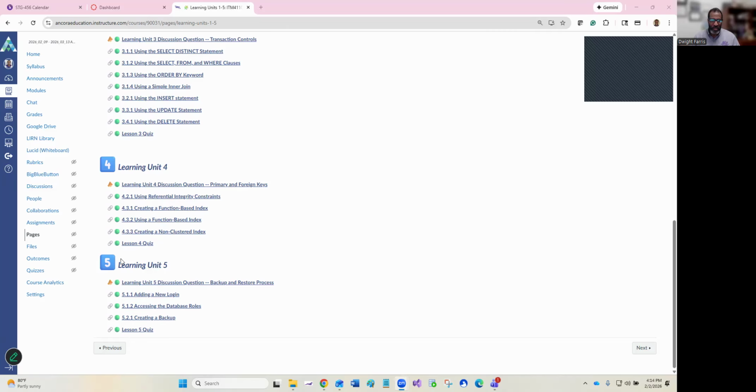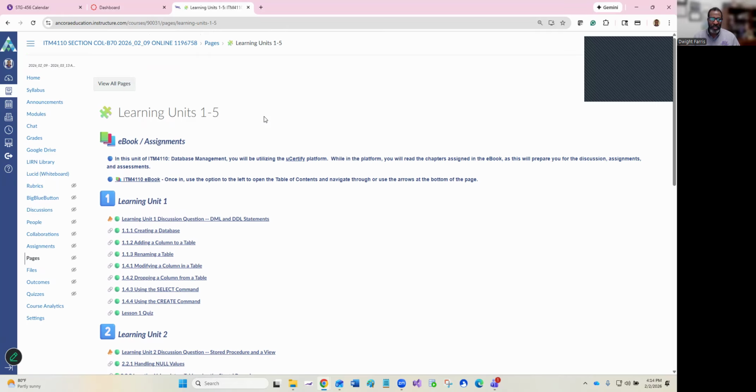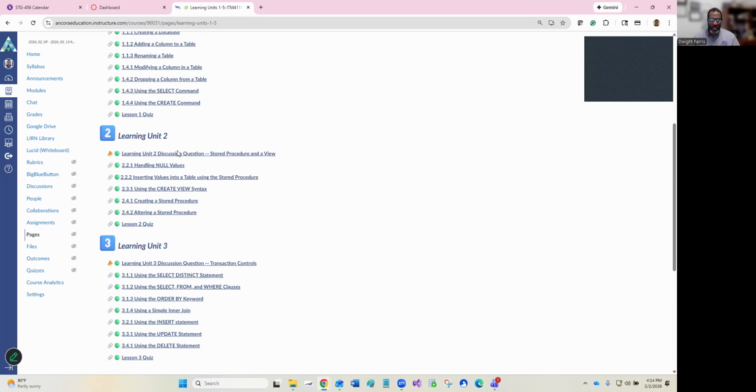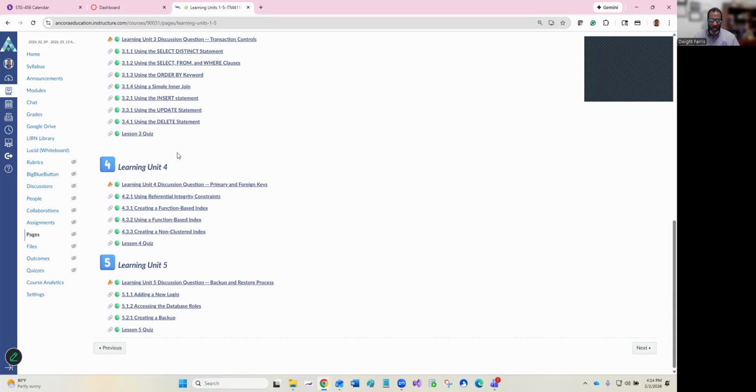Here we are. Learning Unit 5, the last unit, the last week of this course, ITM 4110, database management. This kind of expedited or accelerated learning scenario is all about managing and manipulating data, which is pretty important in the current landscape of machine learning, AI and data science. It all starts here, understanding how queries are run and why this particular level is needed in industry.